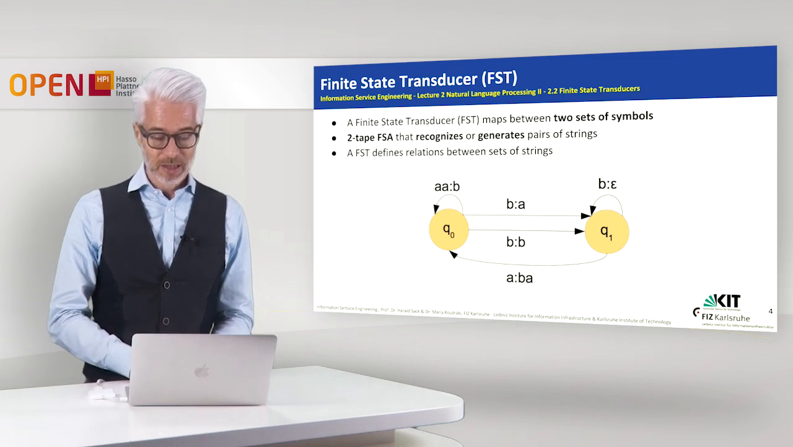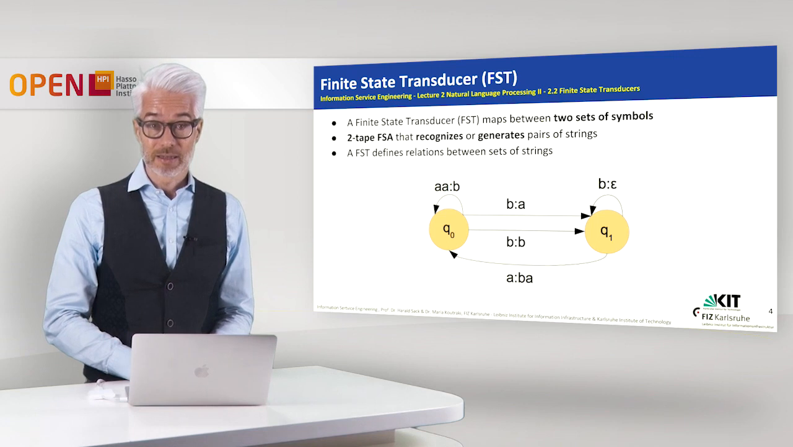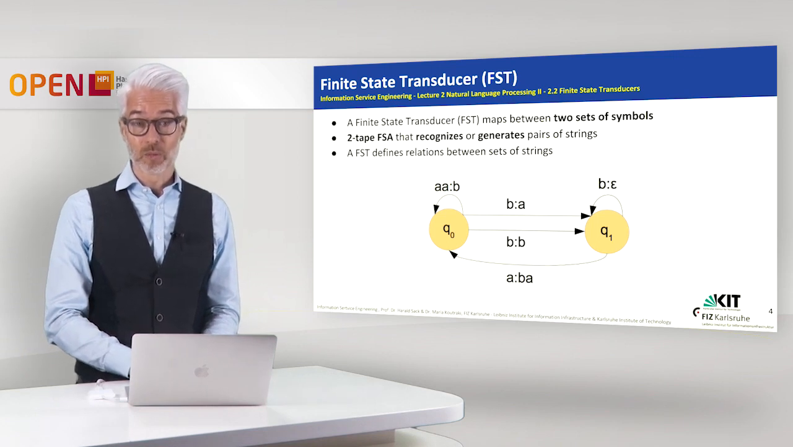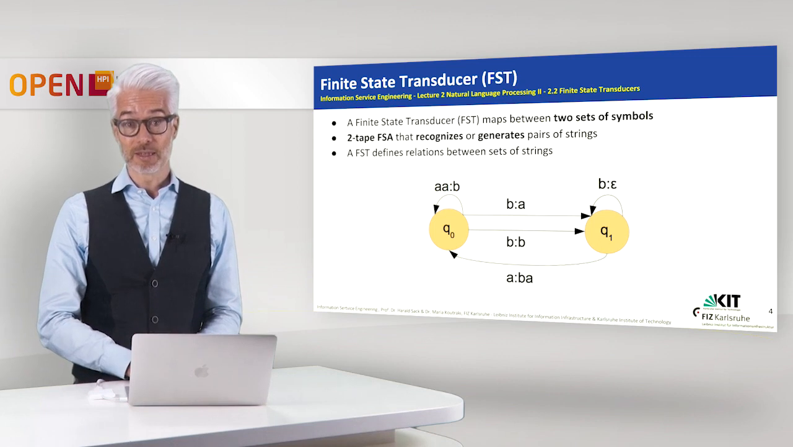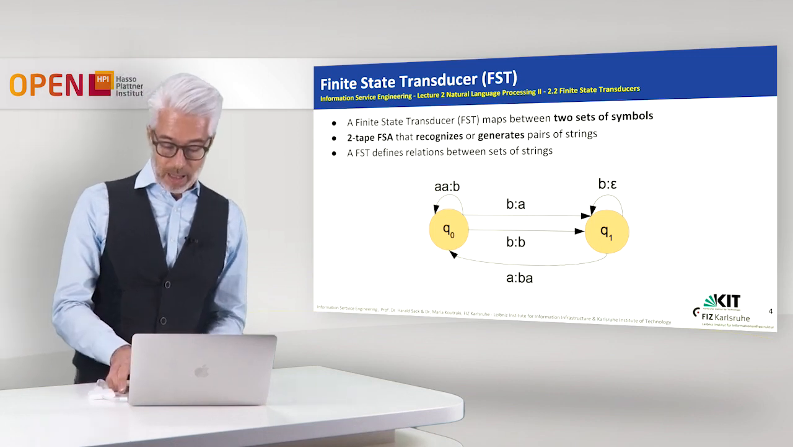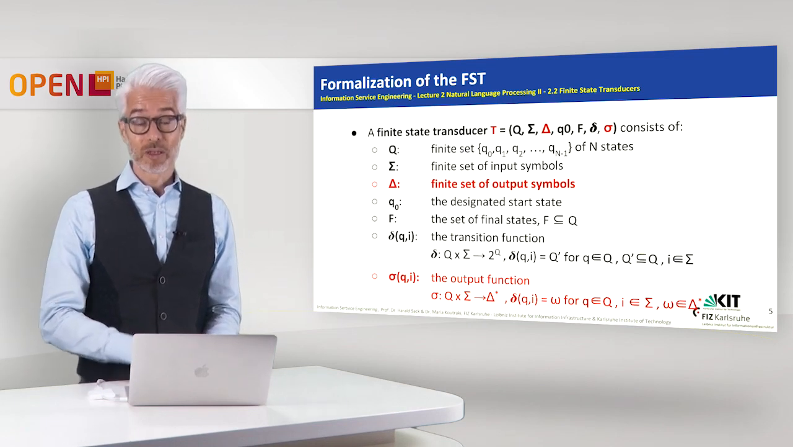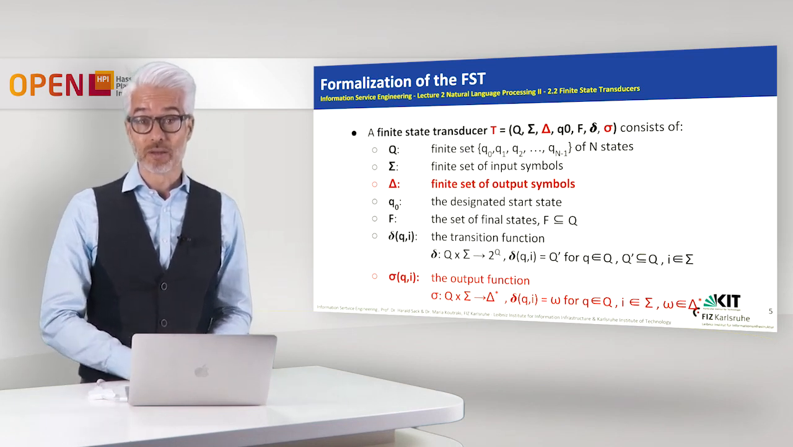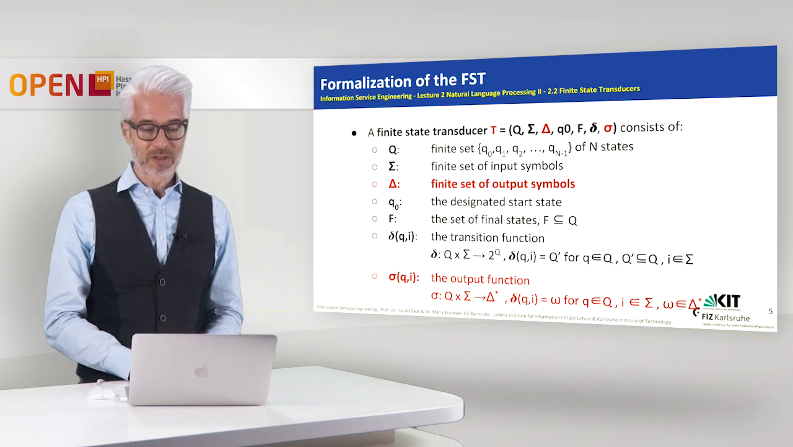As you see here, you have two different symbols on each arc and they are separated by a colon, which means the first one, the left one, is tape number 1. The second one, the right one, is tape number 2, exactly. So let's have a look at the formal definition of this FST before we go into the application. The application will be much easier, so don't get confused about this, let's say, complicated formal definition.